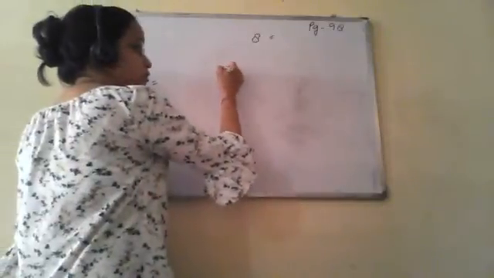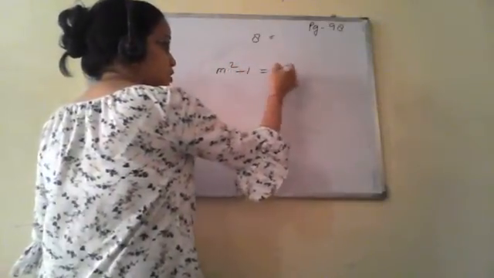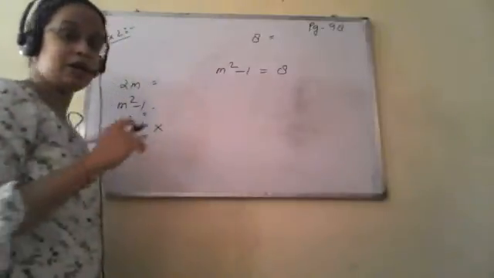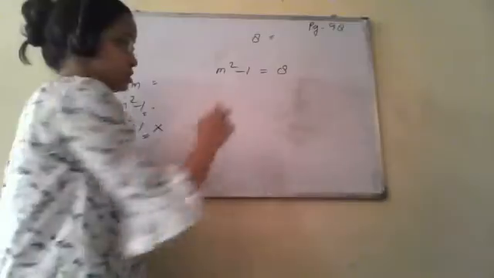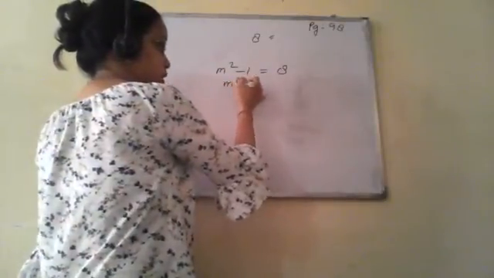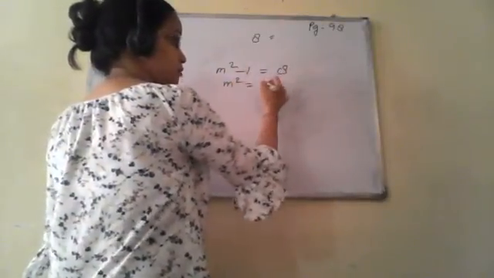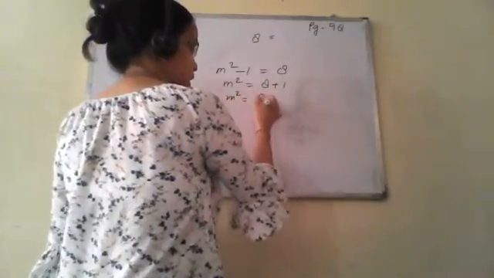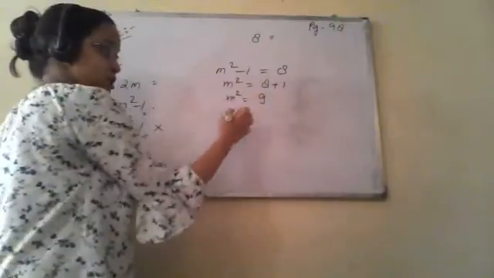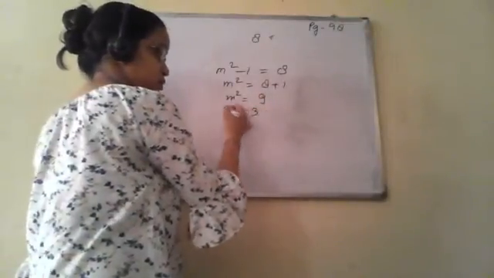Suppose we have m square minus 1 equals 8. We are considering this is the smallest number and whose value is 8 given to us. So m square will become, this 1 will go to that side, that is 8 plus 1, and m square is 9. So m square is 9. So value of m is 3.